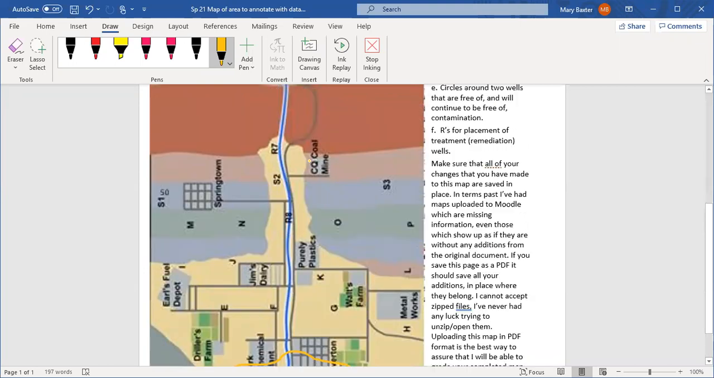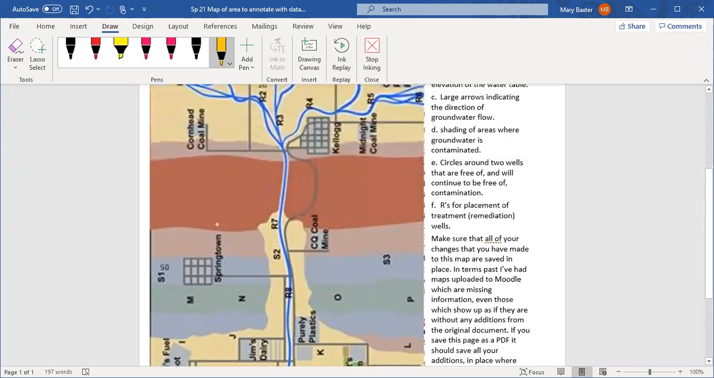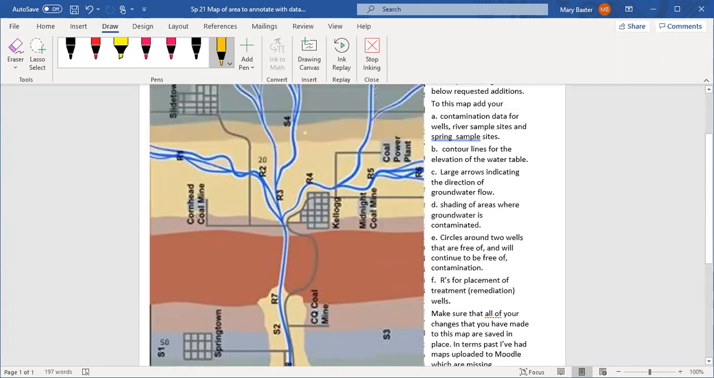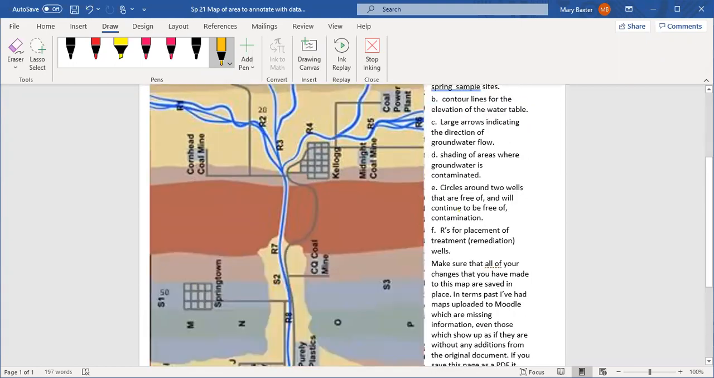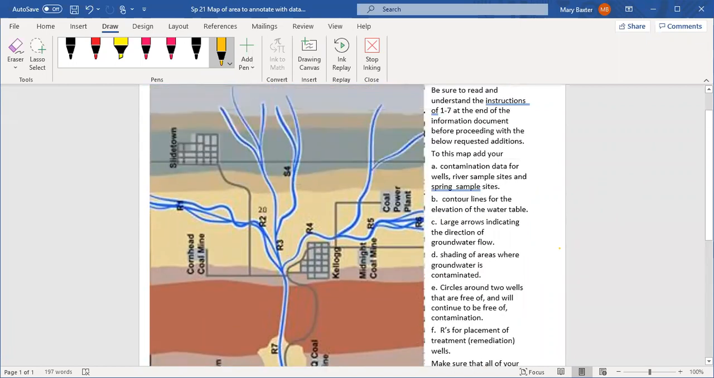Because we don't have elevations for the water table up in here except for where the streams and the rivers, those points along the streams and along the river. That's the only place that we actually have, maybe an idea about where the water table is up in the east side of this block. Okay. So you're going to do that for all the wells. And you're going to add your contamination data.